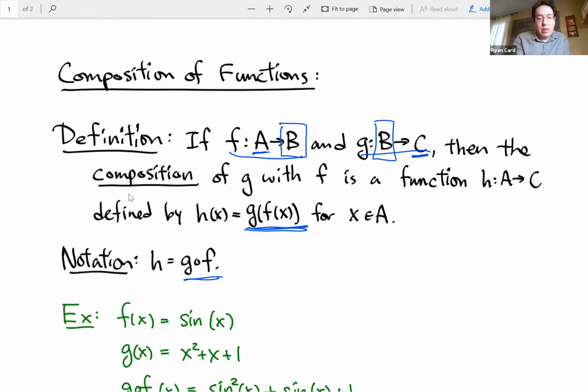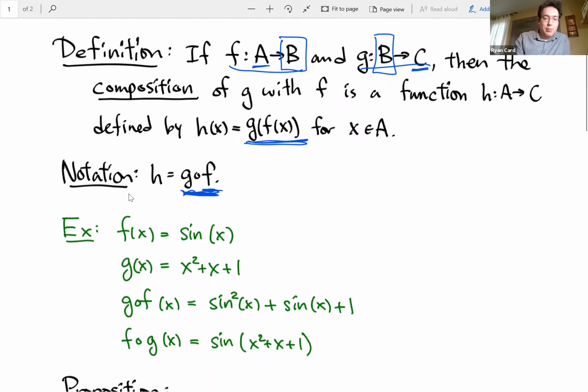But the notation might be a little bit tricky or need getting used to, because when you write G of F, you apply the function on the right first and then the function on the left next. So you kind of move from right to left when you write down functions. So let's look at an example.